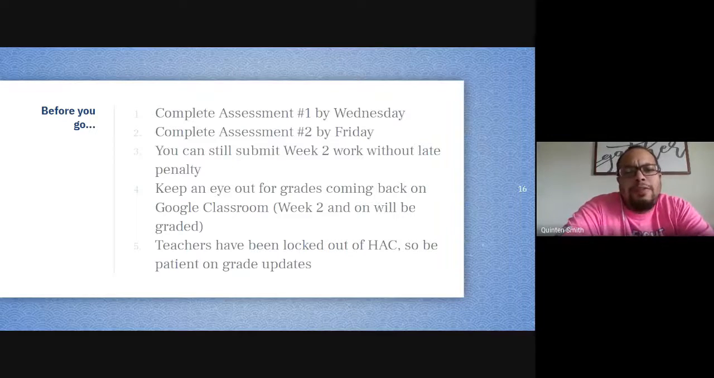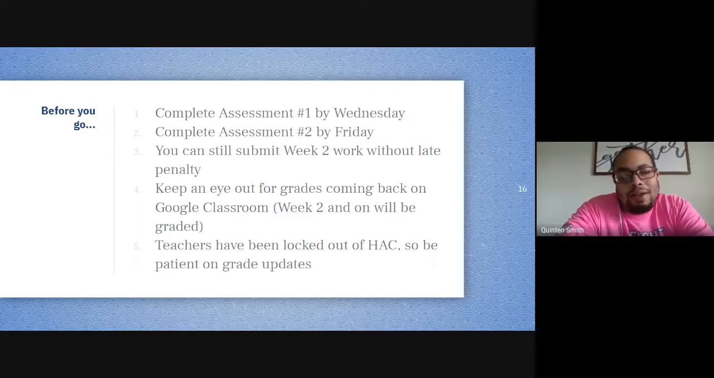But keep an eye out for grades coming back on Google Classroom for week 2 and on. So we cannot grade anything from week 1. Some of your essays on the memories were beautiful, and I would love to give you a grade on it, but because of the district guidelines, they do not want us to be grading those essays. But they were wonderful, and I really appreciate all of the hard work that you guys put into them. But everything from week 2 on, that means everything from last week and this week, will be counted as grades.